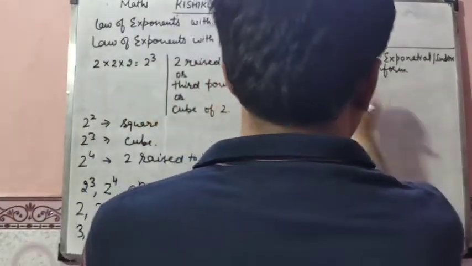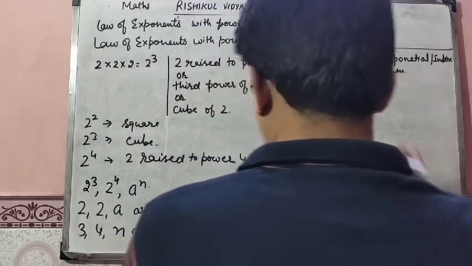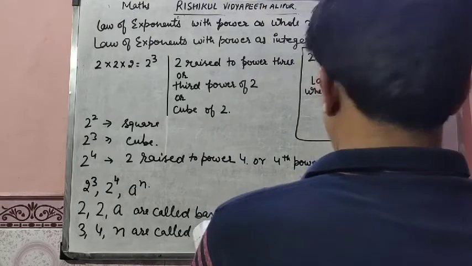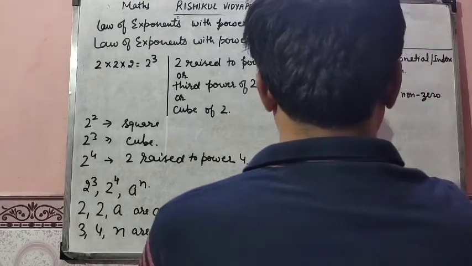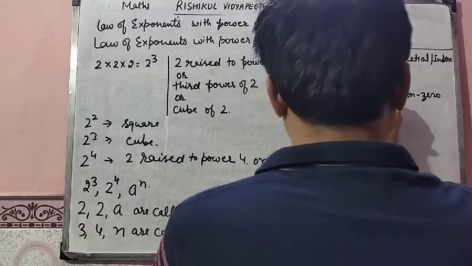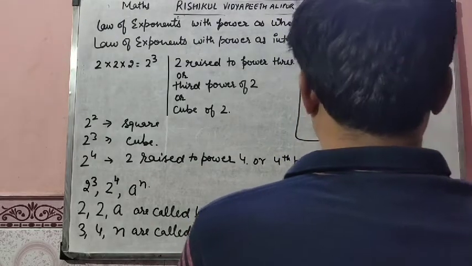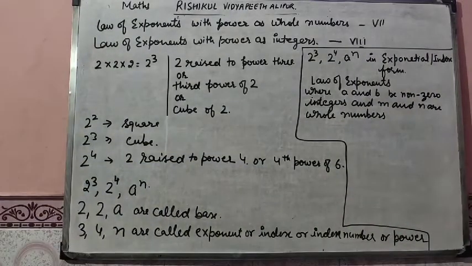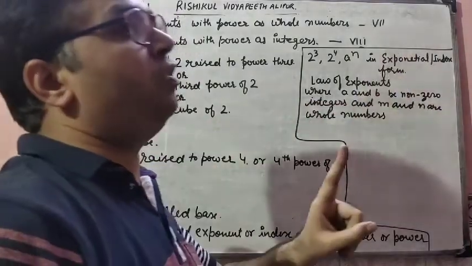In previous class, in 7th class, we have learned the laws of exponents, where a and b are non-zero integers. They are integers but non-zero, not zero. And m and n are whole numbers.